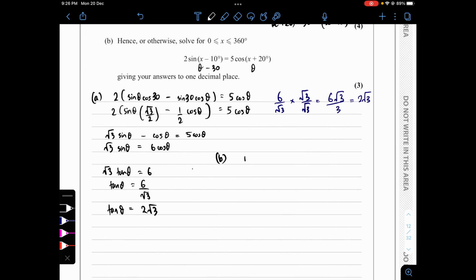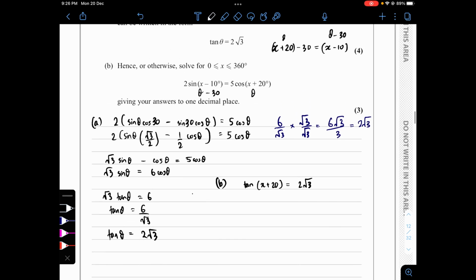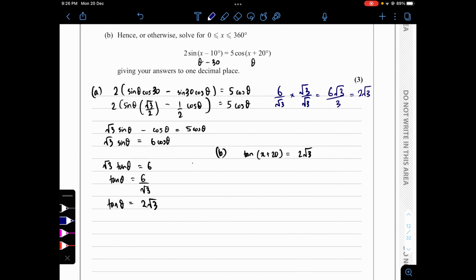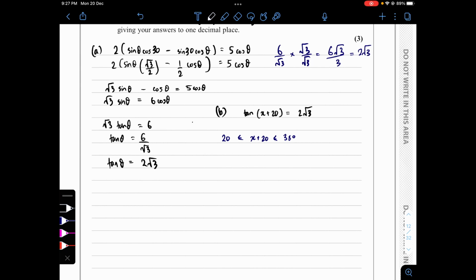So this will be equivalent to tan of x plus 20 equals 2 root 3. Okay, and because we've done that, our range also changes. This becomes 20 less than or equal to x plus 20, less than or equal to 380. This is x plus 20, obviously. Let me just rewrite this. x plus 20 is then up to 380. Alright, so now let's do that. So let's take tan inverse: x plus 20 equals tan inverse of 2 root 3.